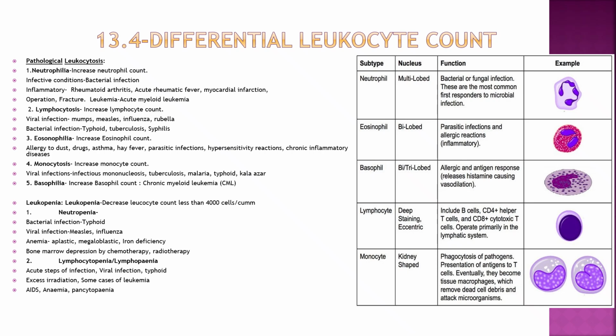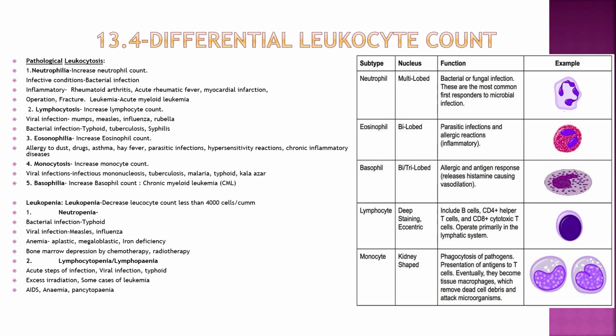Basophilia, it is increased basophil count. It is seen in chronic myeloid leukemia. When the WBC count is less than 4000 cells per cubic millimeter, it may be due to neutropenia, that is decreased neutrophil count, and it is seen in bacterial infection like typhoid, viral infection like measles, influenza, in anemia like aplastic anemia, megaloblastic iron deficiency anemia, or bone marrow depression because of chemotherapy, radiotherapy.